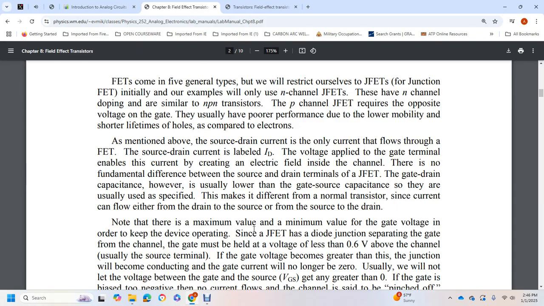As mentioned above, the source-drain current is the only current that flows through the field effect transistor. The source supplies the drain current, which is labeled I drain. The voltage applied to the gate terminal controls the current by controlling the electric field inside the channel. There is no fundamental difference between the source and the drain terminal in the junction field effect transistor. The gate-drain capacitance, however, is usually lower than the gate-source capacitance, so they are used in specified ways. Unlike the normal transistor, current can flow either from the drain to the source or from the source to the drain.